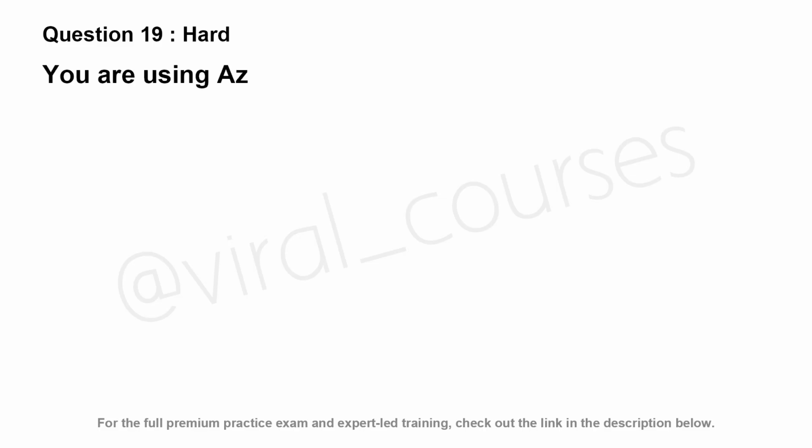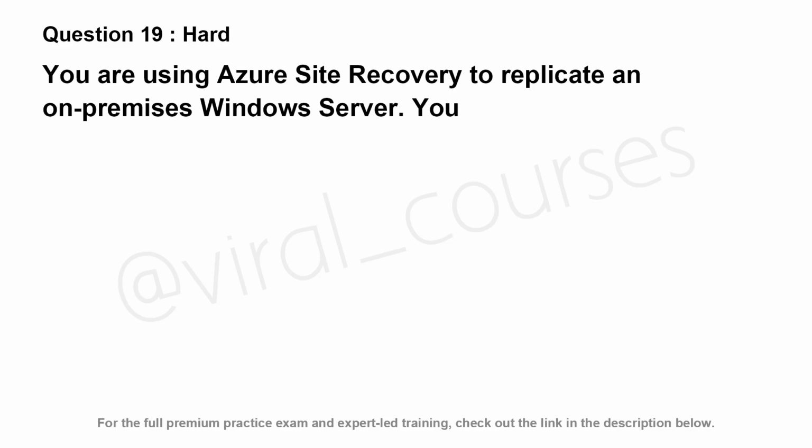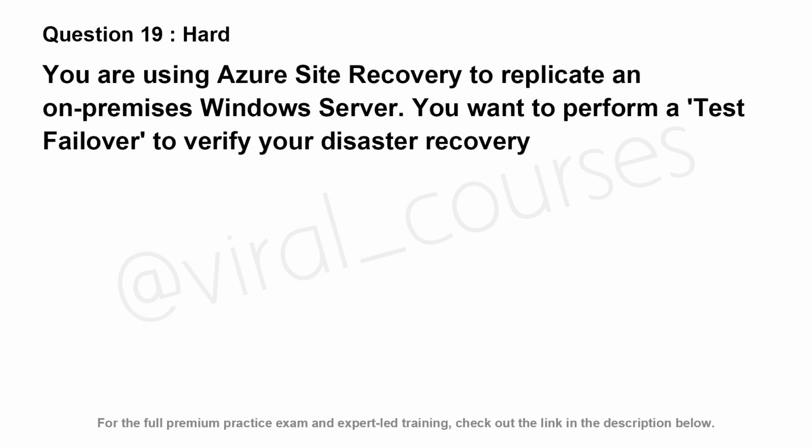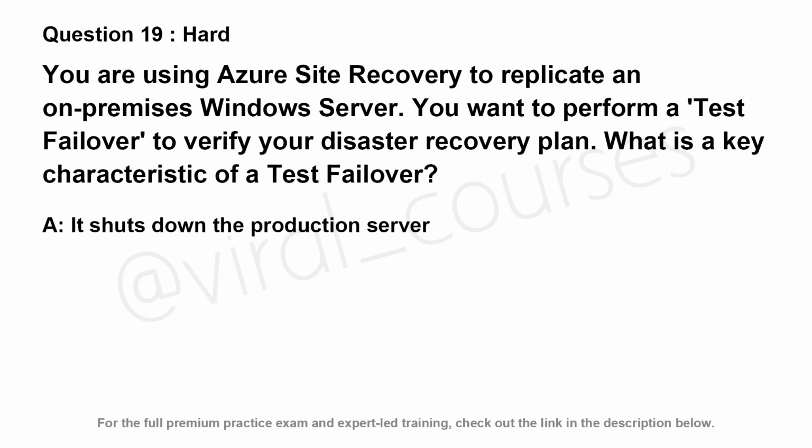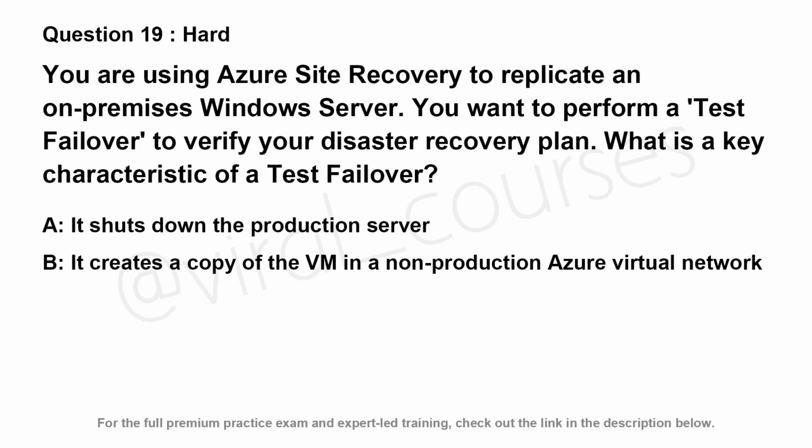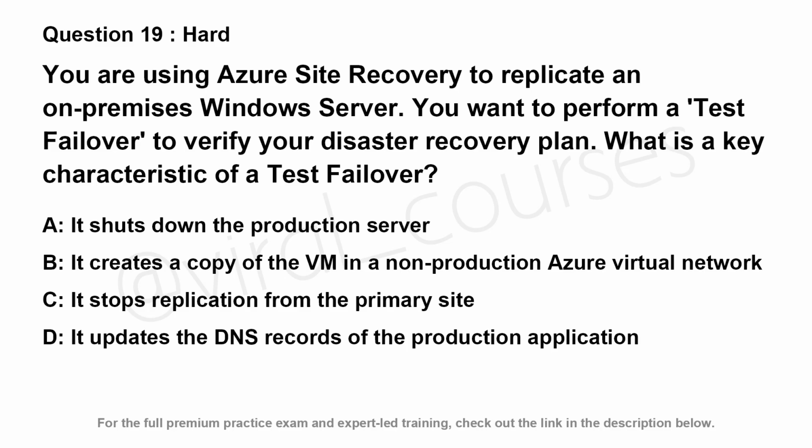You are using Azure Site Recovery to replicate an on-premises Windows server. You want to perform a test failover to verify your disaster recovery plan. What is a key characteristic of a test failover? Option A. It shuts down the production server. Option B. It creates a copy of the VM in a non-production Azure Virtual Network. Option C. It stops replication from the primary site. Option D. It updates the DNS records of the production application.